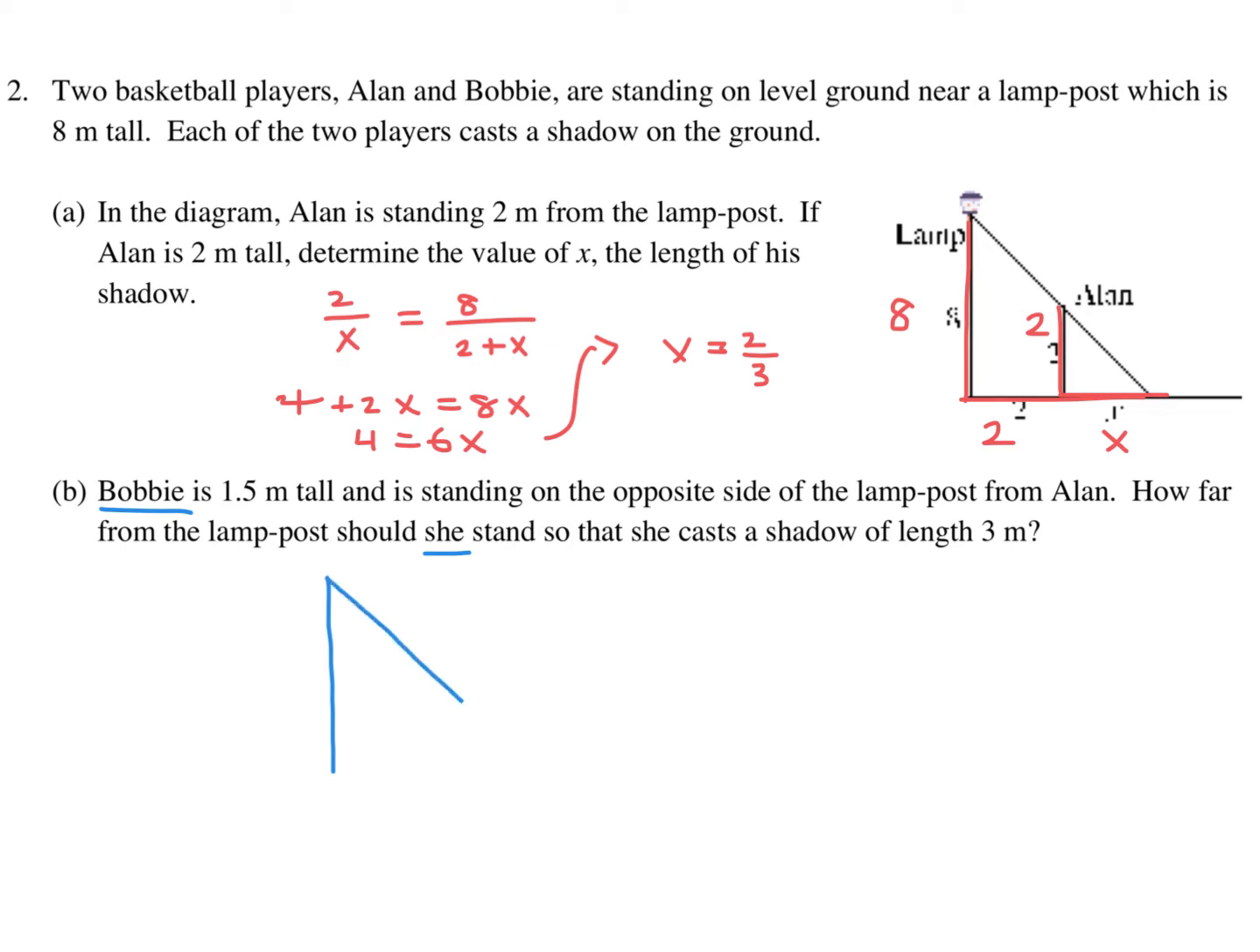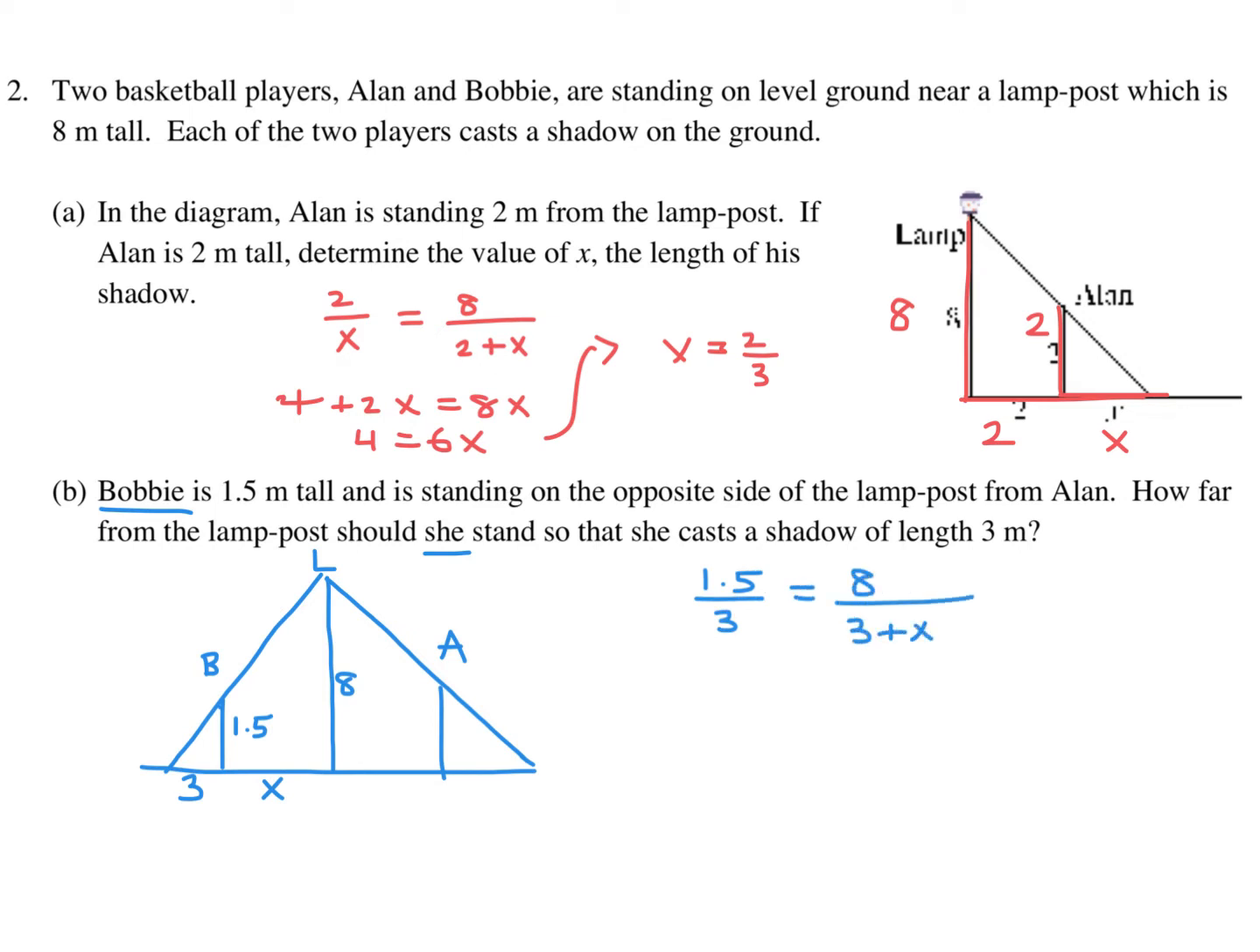So this scenario is not going to be drawn to scale, but you guys understand. So here's Alan, here's the lamppost, and Bobby is about here. So it's one of those situations. This is Bobby. Okay, so let's label this now. This is 1.5. This is a standard 8. And the length of the shadow is 3, so this is going to be 3, and then this is x right here. Okay, so same story. 1.5 over 3 is the equivalent of 8 over 3 plus x. Right? Okay, I think that's it.